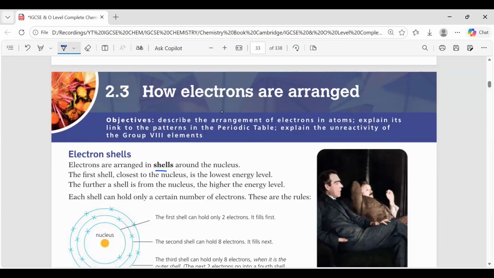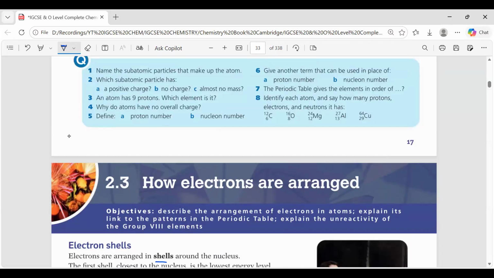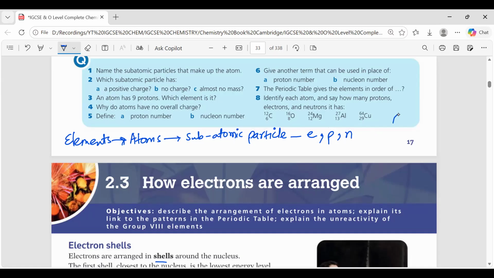In the previous lecture, we discussed how elements are formed from similar types of atoms, and within atoms there are subatomic particles: electrons, neutrons, and protons. We also discussed that protons and neutrons are present in the nucleus.